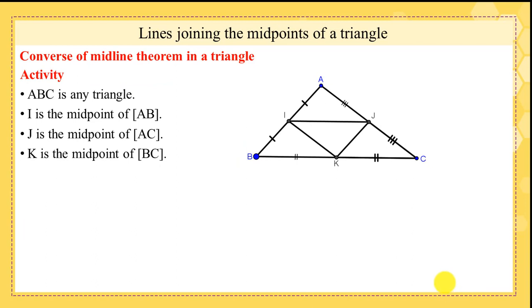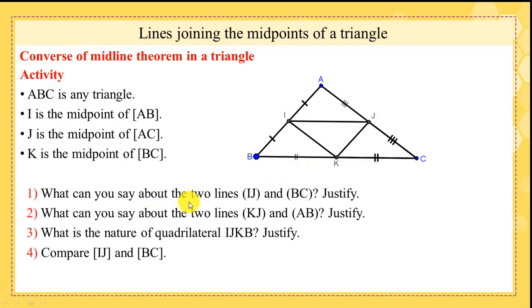Activity: ABC is any triangle, I is the midpoint of AB, J is the midpoint of AC, and K is the midpoint of BC. 1. What can you say about the two lines IJ and BC? Justify. 2. What can you say about the two lines KJ and AB? Justify. 3. What is the nature of quadrilateral IJKB? Justify. And 4. Compare IJ and BC segments. Please pause the video and try to solve this activity.